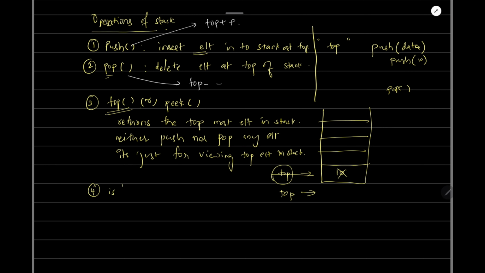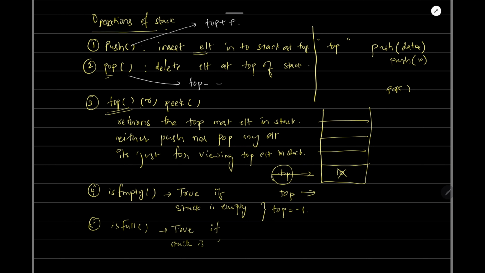Next, the fourth is empty. This function returns true if the stack is empty. How do we know the stack is empty? If top is equal to -1, the stack is empty. And the fifth important operation is full. It returns true if the stack is full, else it returns false. How do we know the stack is full? If top has reached the maximum size.